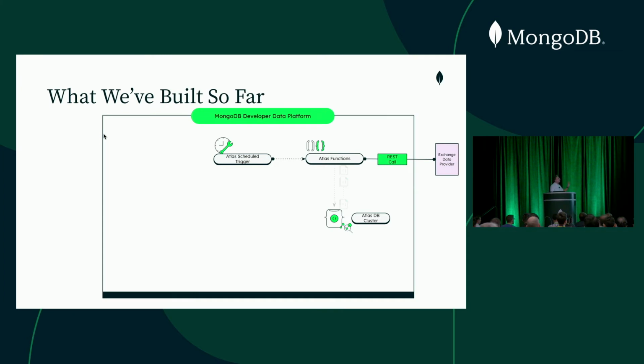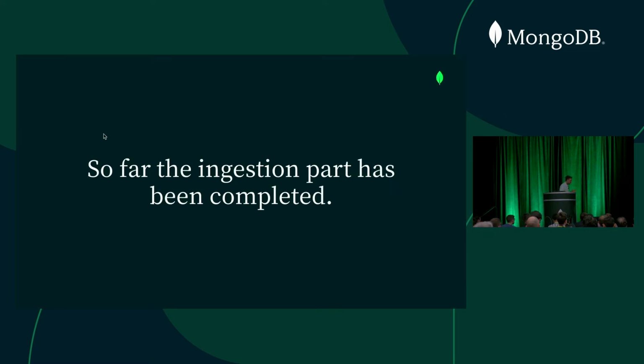So far, we have completed the ingestion part, okay? What we have done is we have an Atlas function that makes REST calls and gets the data, and it runs with a schedule trigger. Every minute, the Atlas function runs, and in the Atlas function, we make multiple REST calls and keep our time series collections up to date.